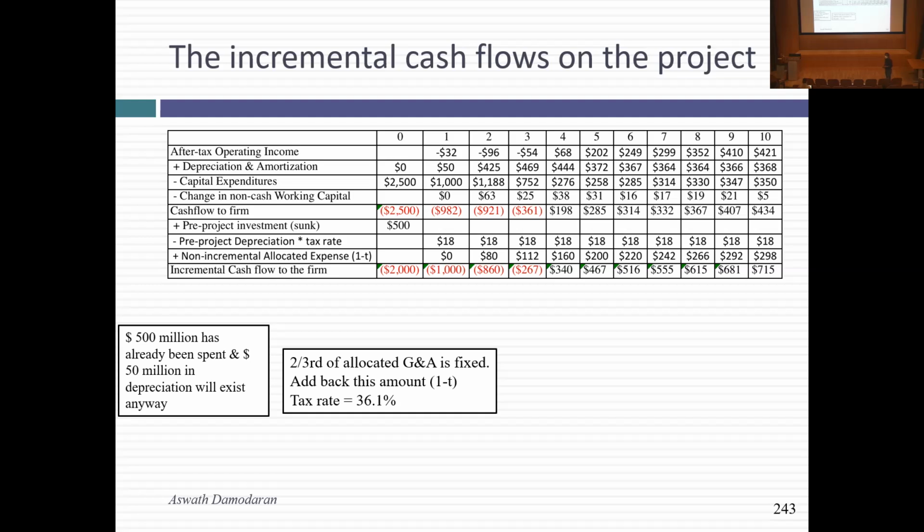Let's talk about incremental cash flows. So we fixed one of the 3 problems, right? We've gone from earnings to cash flows. Let's go from cash flows to incremental cash flows. There are 2 items I want to fix. The first is, and this was a point made earlier, right now, when I'm looking at my investment, I'm including the $500 million that I've already spent.